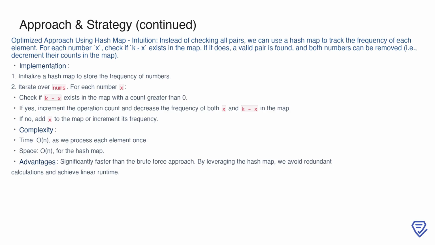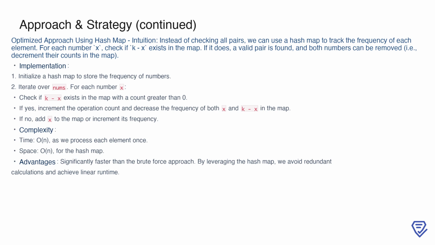We then increment our operation count and decrease the frequency of both x and k minus x in the map. If the complement doesn't exist, we simply update the frequency of x in the hash map. This approach processes each element in the array only once, resulting in a time complexity of O(n). The space complexity is also O(n), due to the hash map.